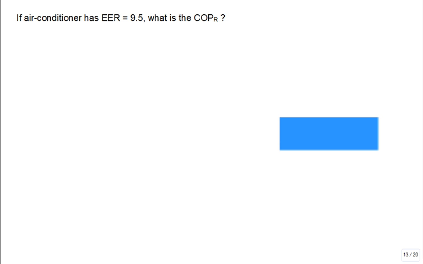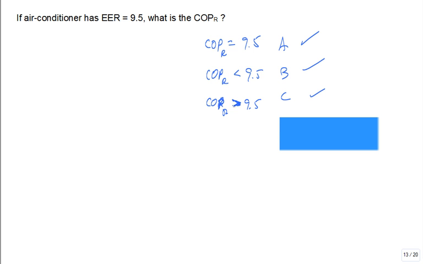If the room air conditioner that you buy has an EER of 9.5, what is its COP? We learned COP in this class. We go out in the real world and they're talking EER. How can I go back and forth? Is the COP for this system equal to 9.5? Is the COP for this system less than 9.5? Is the COP for this system greater than 9.5? Answer A, B, or C. We'll take a wild guess, just to warm up your creative juices.